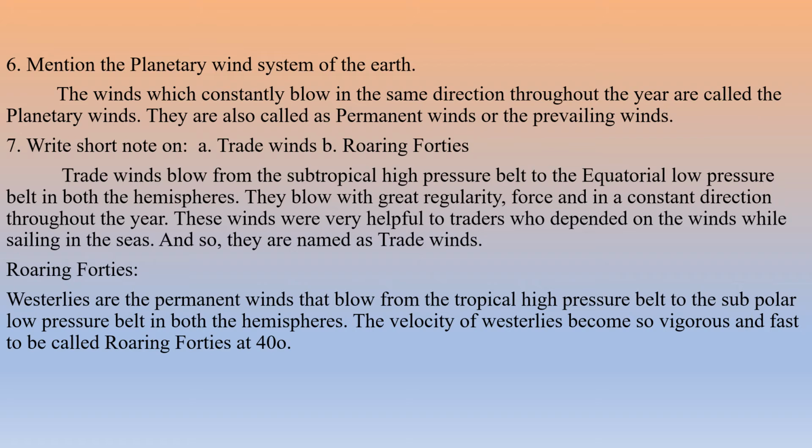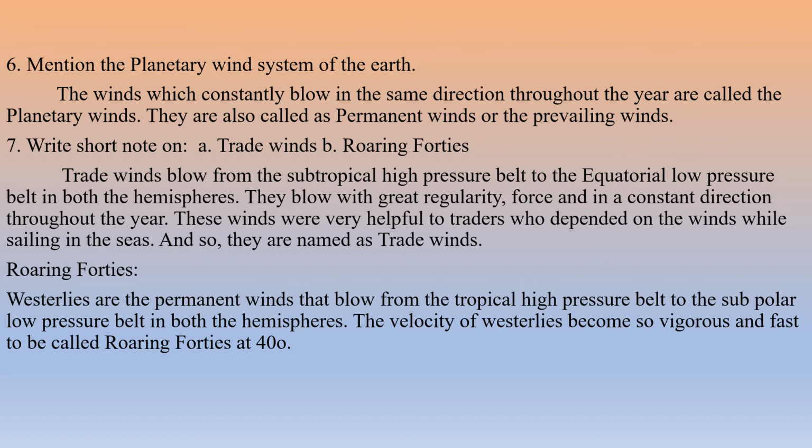Yes, westerlies is one of the winds prevailing in the planetary wind system. It is also the permanent wind in this place. Which place? From the tropical high pressure belt to the subpolar low pressure belt. The tropical high pressure means where India is located. So the tropical zone, and here the high pressure belt, and the polar region again is divided into two divisions, the upper and the lower level. The lower level is called the subpolar low pressure belt in both the hemispheres.